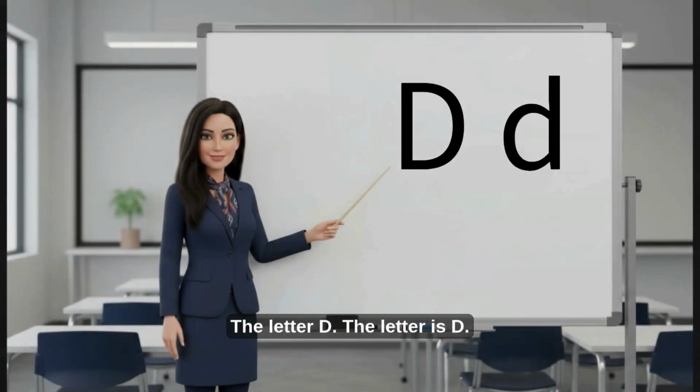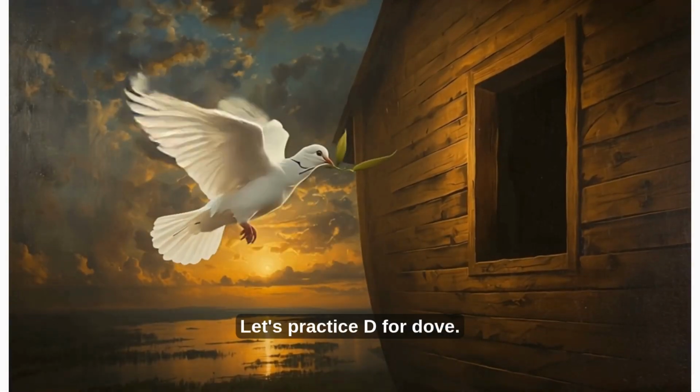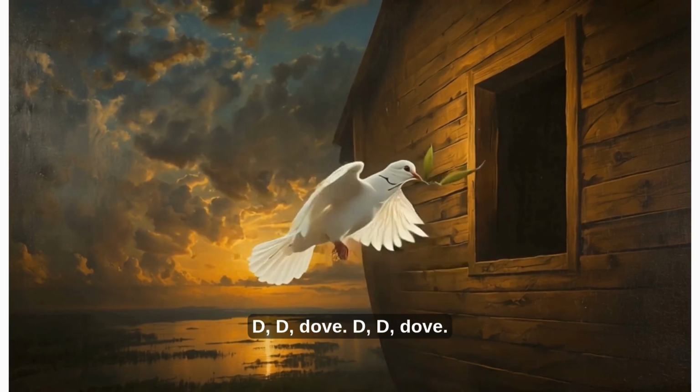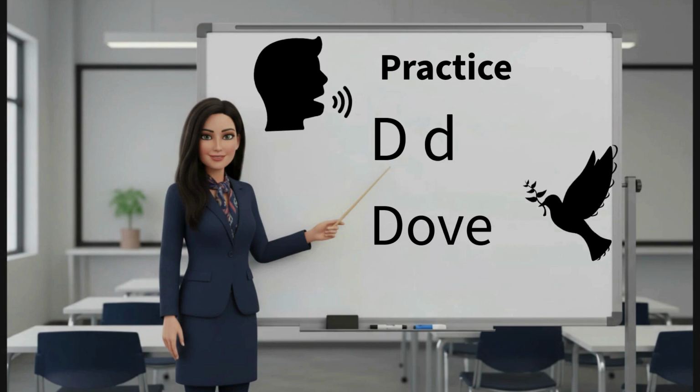The letter D. The letter is D. The sound is D. D. D. Dove. This is a dove. Let's practice D for dove. D. D. Dove. D. D. Dove.